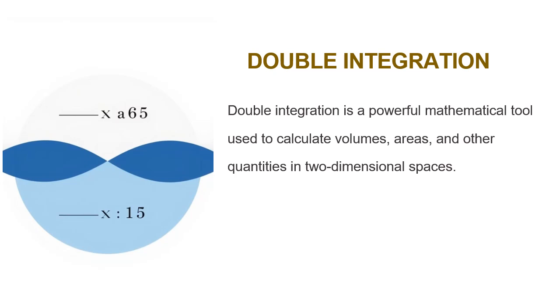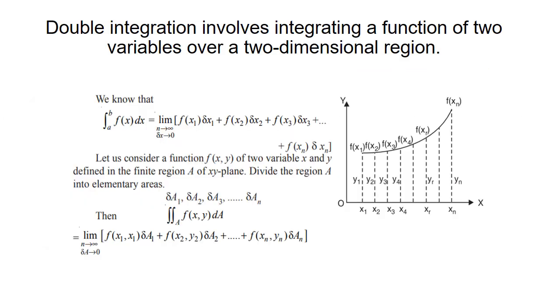Double integration is a powerful mathematical tool used to calculate volumes, areas, and other quantities in two-dimensional spaces. Double integration involves integrating a function of two variables over a two-dimensional region. Now, when we consider a function f(x, y) of two variables x and y on a finite region A, then the double integral is represented as ∬ f(x, y) dA.